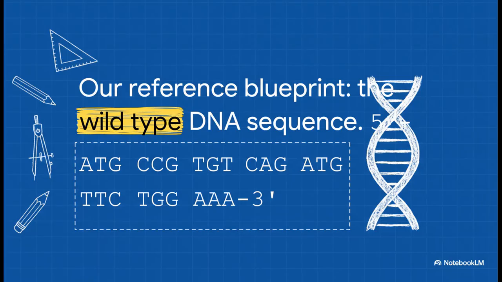Okay, so before we can talk about what goes wrong, we need a starting point, right? A perfect blueprint to compare everything against. In genetics, we call this the wild type. This DNA sequence you see here, that's our wild type for this explainer. Think of it as the standard, most common, fully functional version of a gene you'd find out in nature. We're going to use this exact sequence as our reference point to see just how different types of mutations can mess with the message it contains.